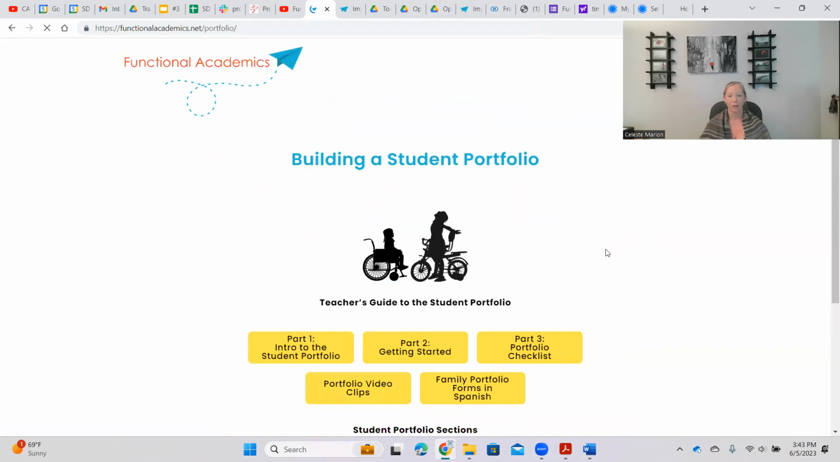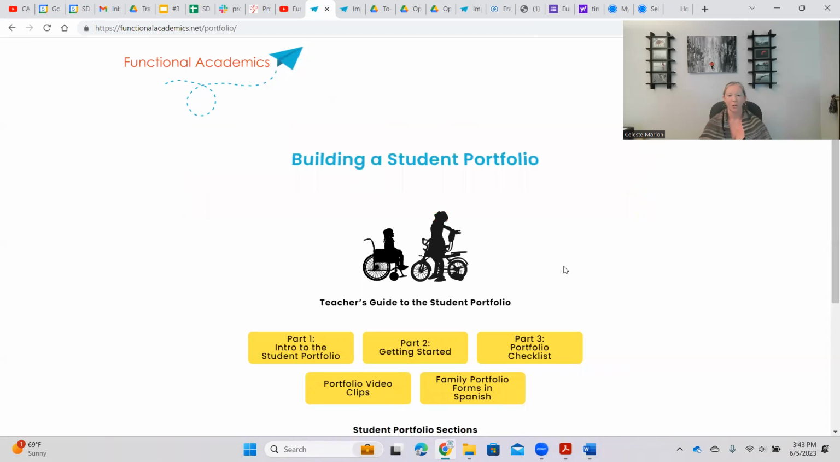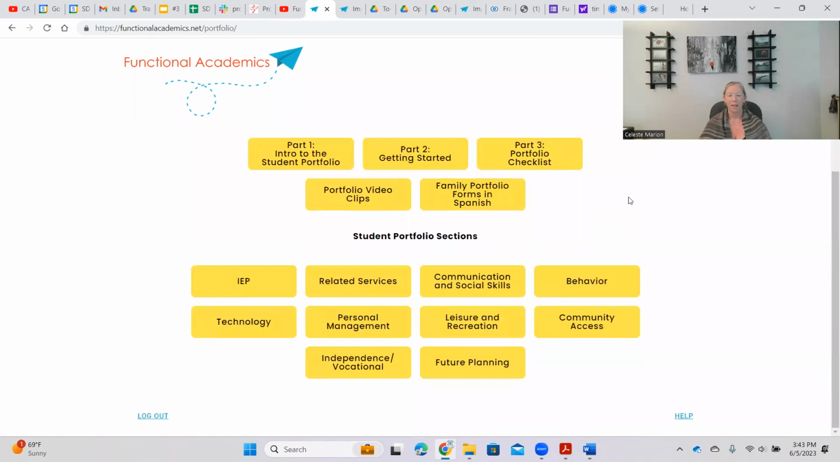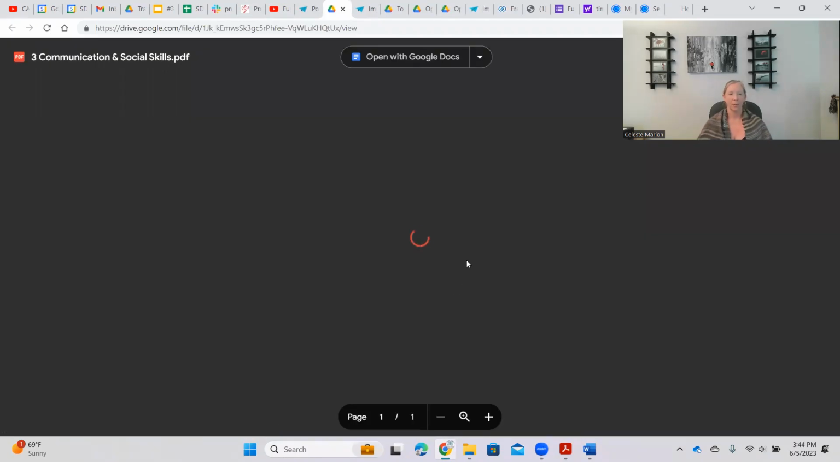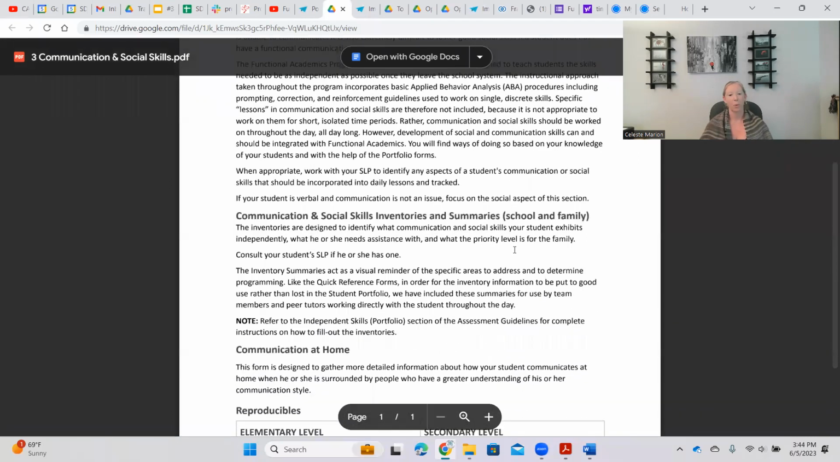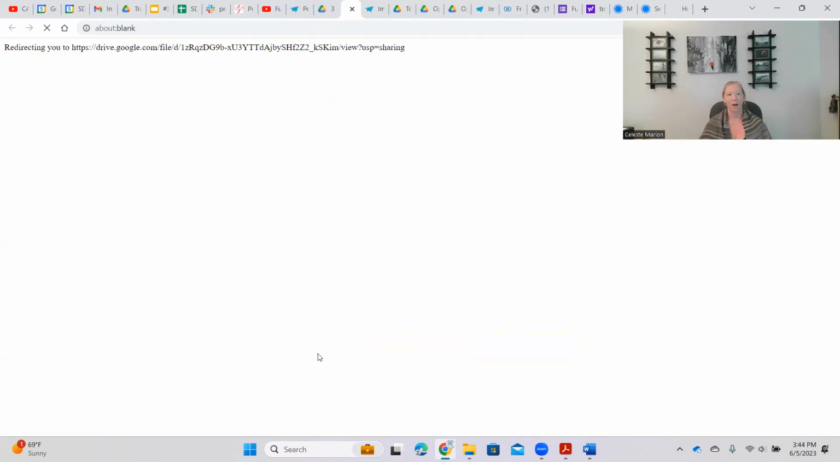Okay, so when you get to the building student portfolio page, you will see the title. It'll flip and it'll let you know what this is all about. You will see the different parts of the portfolio here that are downloadable in PDFs. Let's click on communication and social skills inventories and see what that looks like. Okay, so here's an introduction to communication and social skills and why they are important. As you scroll down, you will see elementary and secondary, school, family, and at home. So let's take a look at elementary communication at home.